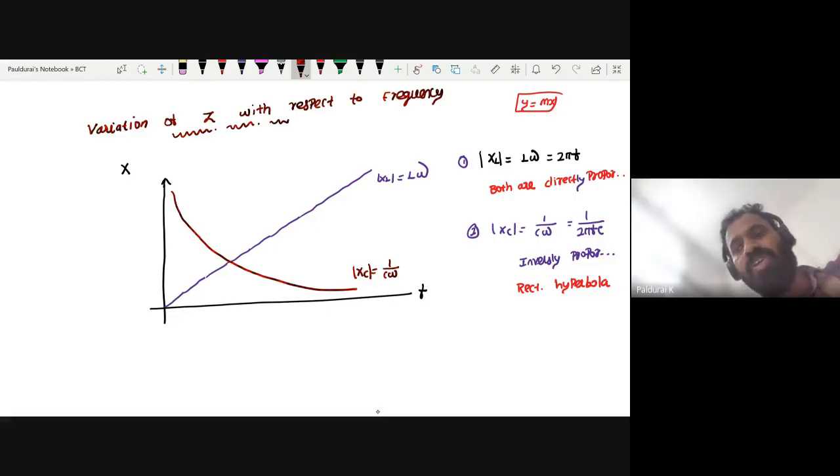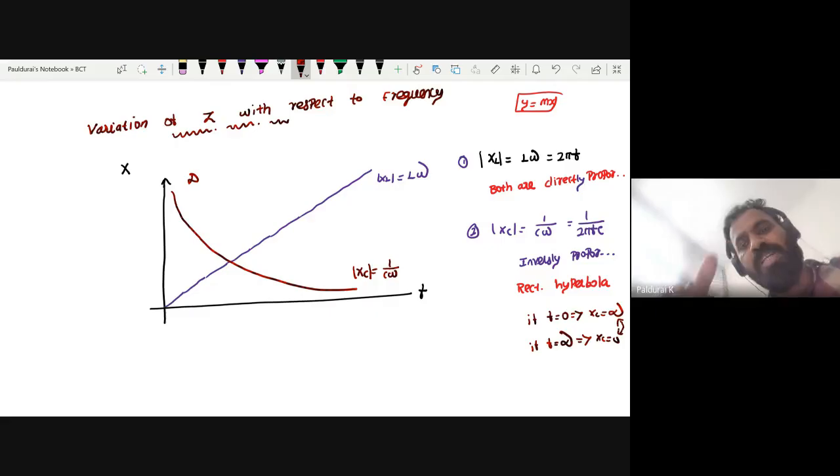If f equal to 0, what will happen to XC? XC is infinite, you will get the maximum value. When frequency increases, f equal to infinite, XC becomes 0. So actually it is traveling from infinite to 0. You will get an exponentially decreasing curve, a rectangular hyperbola like this. It's very important. Any doubt till now?